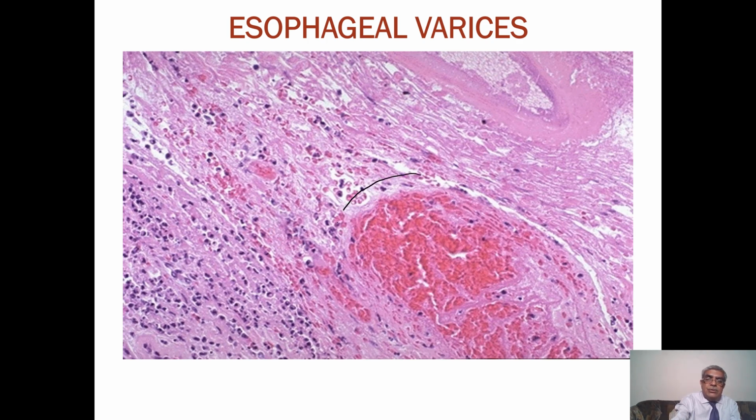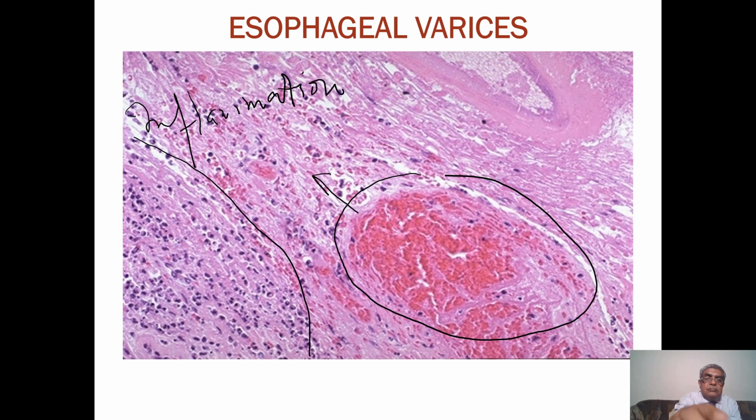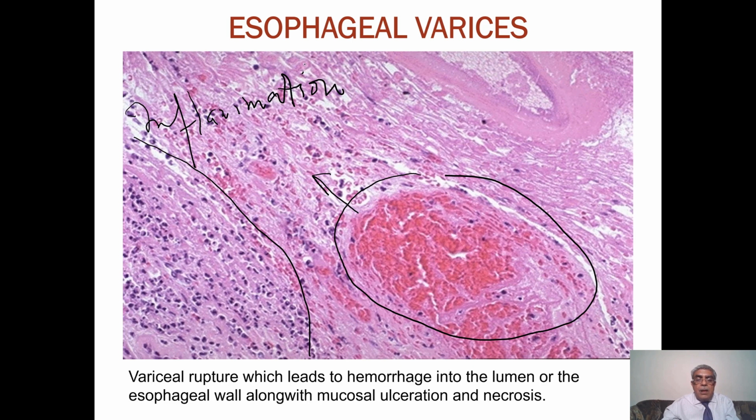Well, this is the histology of that dilated vein. It may rupture, and in the surrounding there is inflammatory cellular infiltrate. You can see this is all inflammation. Variceal rupture leads to hemorrhage into the lumen or the esophageal wall, along with ulceration and necrosis. This is the necrotic part. Necrosis is there.